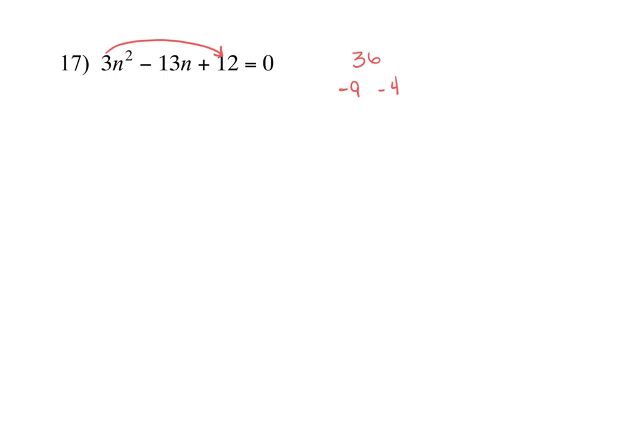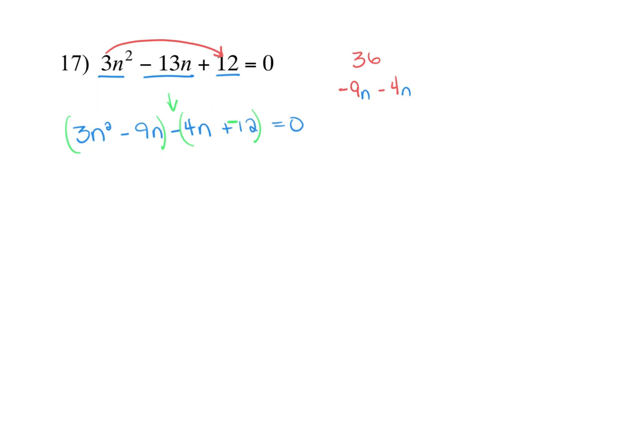And so remember, I'm going to break this up. I'm going to keep the 3n squared. This negative 13 will become a negative 9 and a negative 4n. So negative 9n, negative 4n. And then I'm going to leave the 12 alone, plus 12. And now I'm going to do my factor by grouping. So group the first two, group the second two. I grouped behind a negative, so that means I need to change this sign right here.